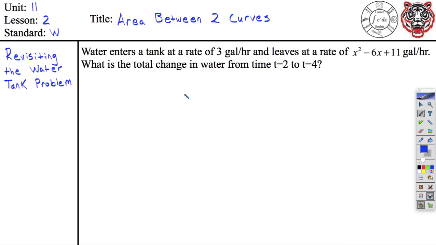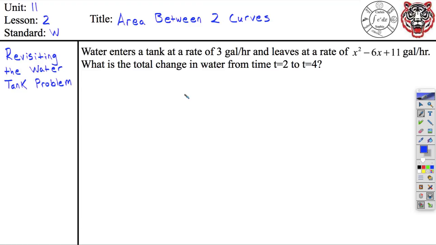All right, so we are talking about the water tank problem yet again. It's a good problem for an example. So we have water entering the tank at a solid 3 gallons per hour, doesn't change, but it leaves at this variable rate of x squared minus 6x plus 11 gallons per hour. So I want to know what the total change is between 2 and 4.